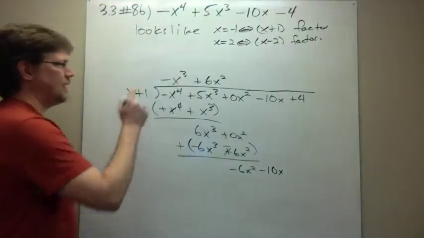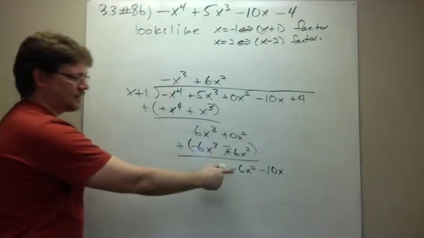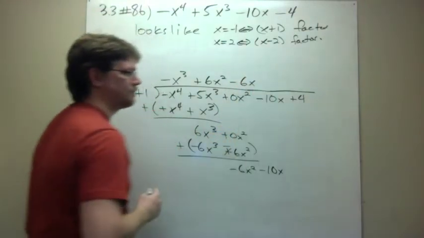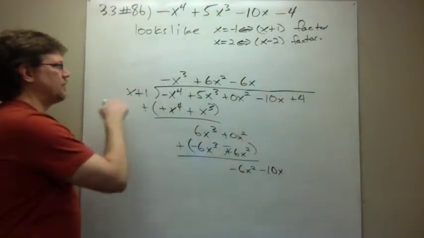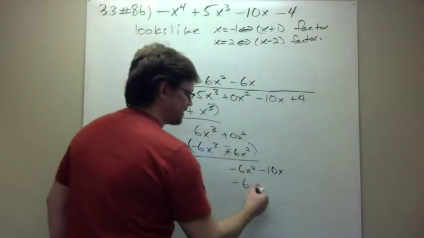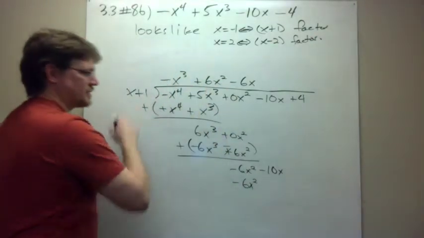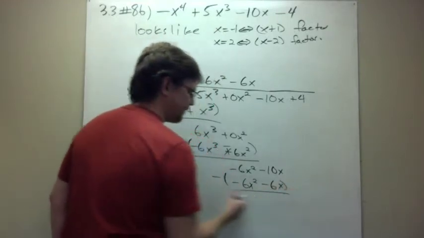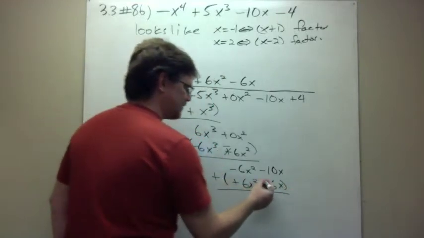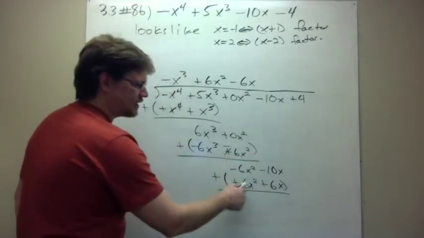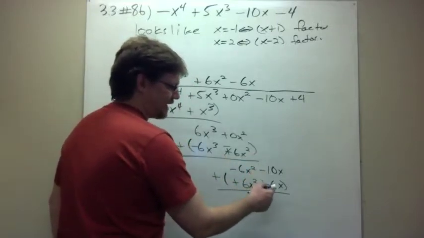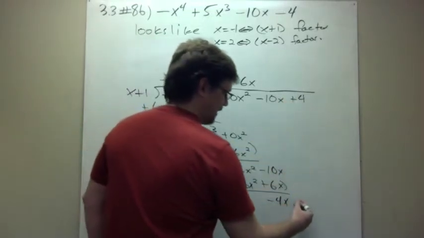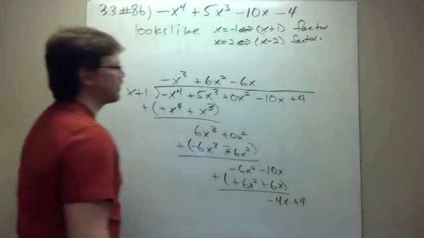Okay. Again, what do I need to do to make x look like, in this case, minus 6x squared? I need to multiply by a minus 6x. Minus 6x times x is a minus 6x squared. Minus 6x times 1 is a minus 6x. And then I subtract this. But subtracting is the same thing as flipping the signs and adding. This cancels out. Minus 10x plus 6x is a minus 4x. And I get a plus 4.